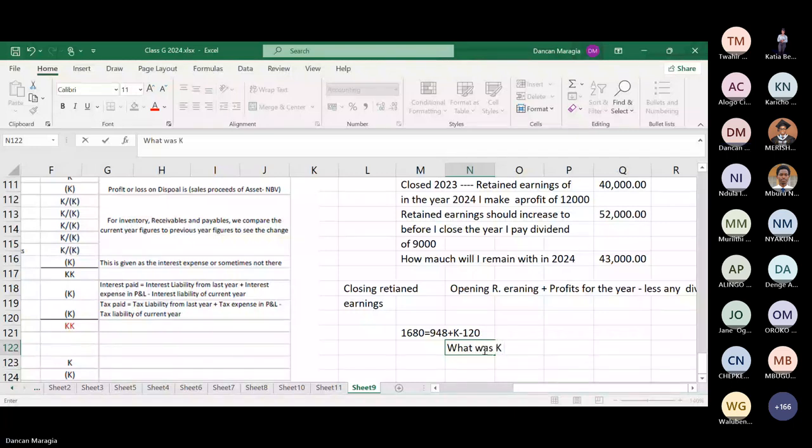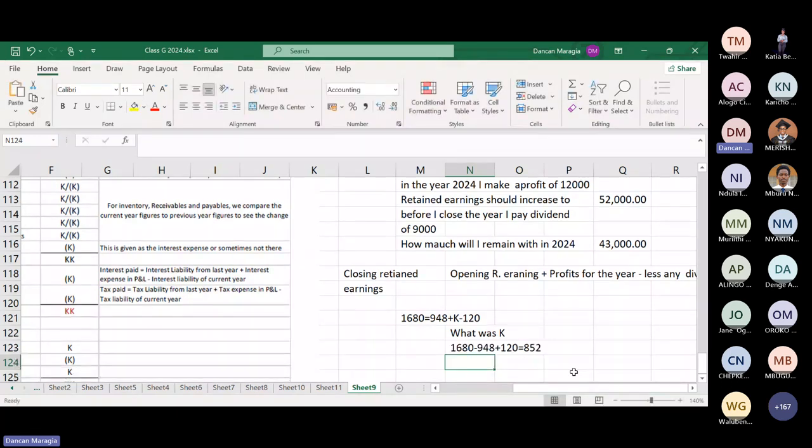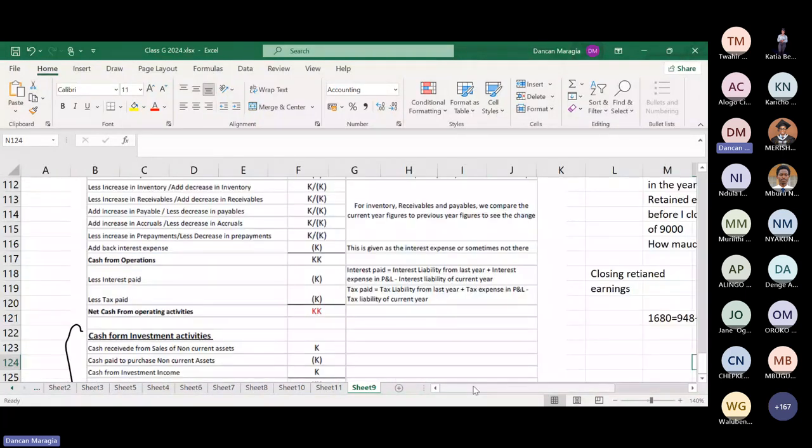What was K? The profit. 1680 minus 948 plus 120 gives you 852. So you see now, because we had not been given that profit directly, the examiner had given some missing figures. It wanted you to work backwards and correlate that the profit for the period was 852.